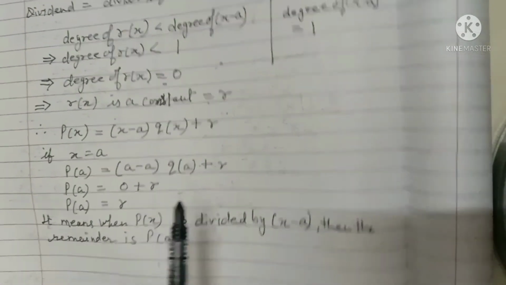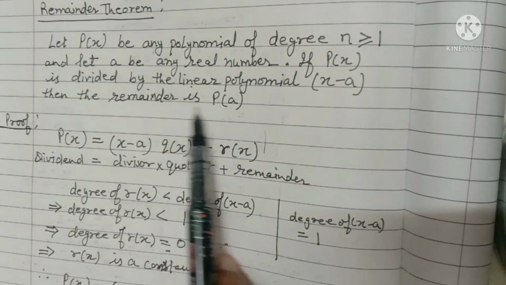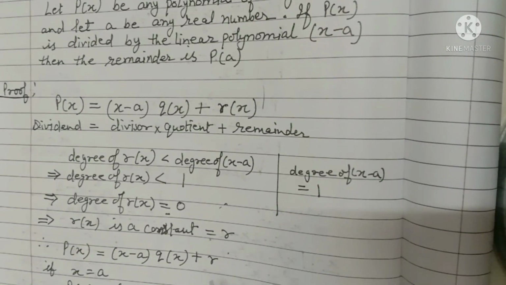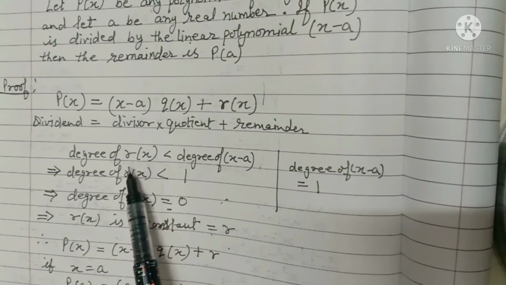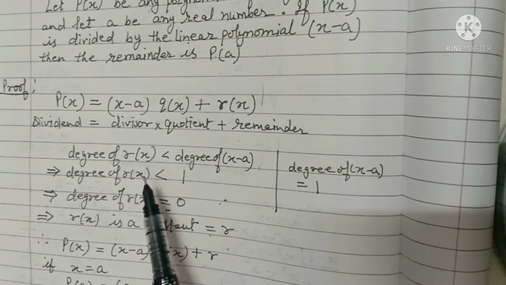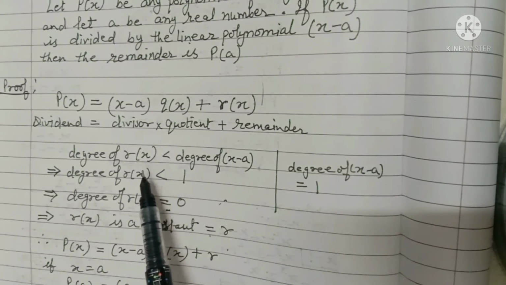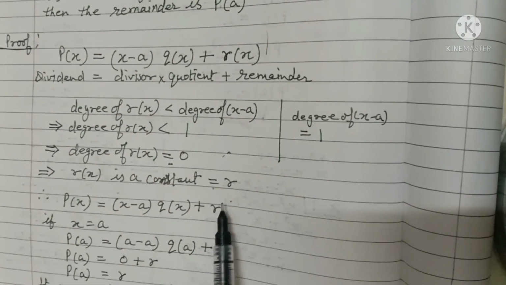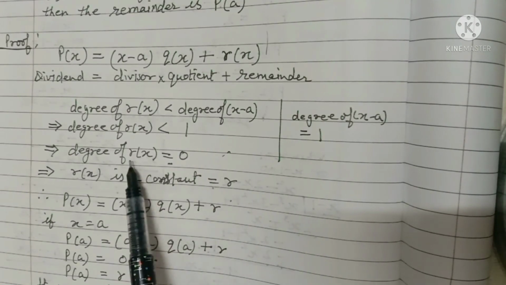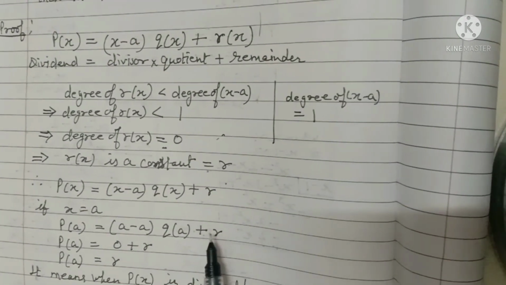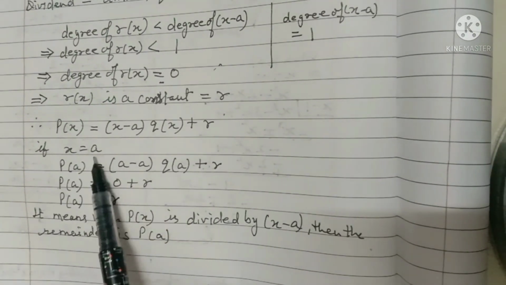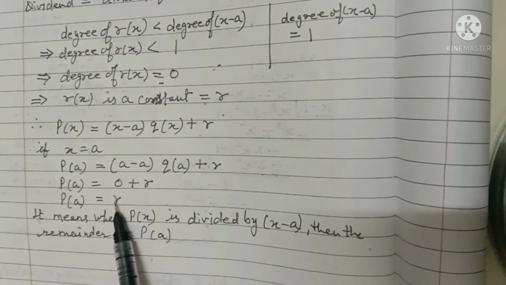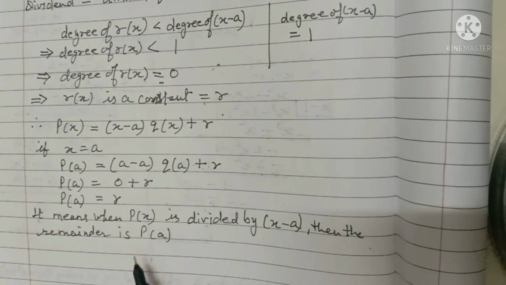In the theorem, we have to prove that the remainder is P(a), and how is it possible? We have shown the degree of the remainder is 0. So the degree 0 is always a constant polynomial, and for the constant polynomial you write R for R(x), and substitute x equal to a, so that P(a) will be R. The remainder is P(a). This is the remainder theorem.